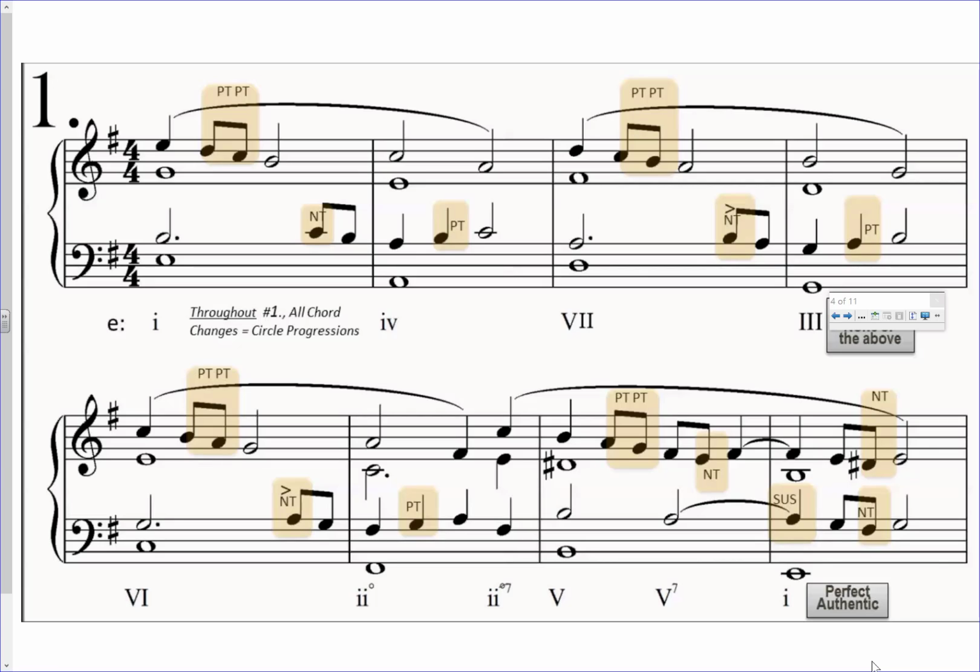Okay, we're going to continue our video. This is part 2 of non-chord tones. I have an example up here which I will play for you that has a review of some non-chord tones that we already discussed in the first video.